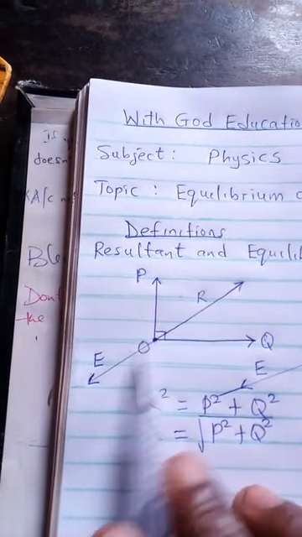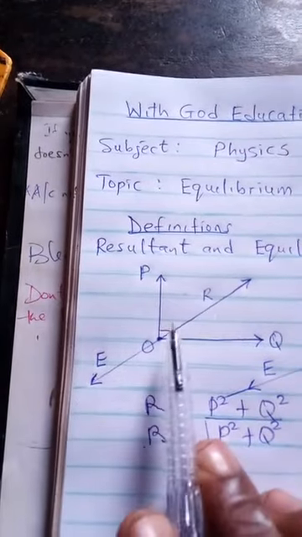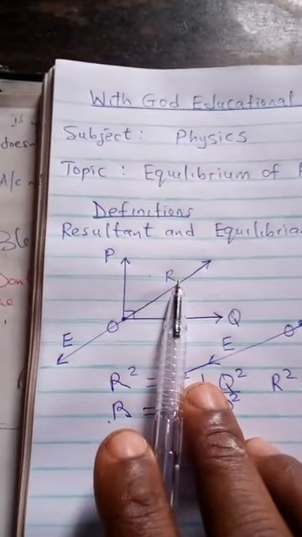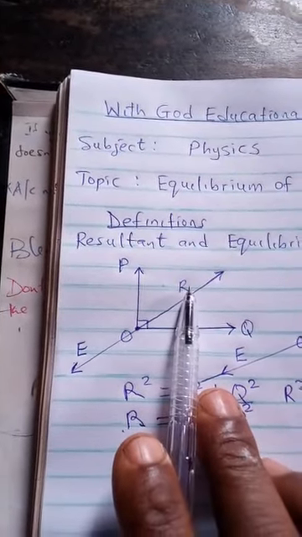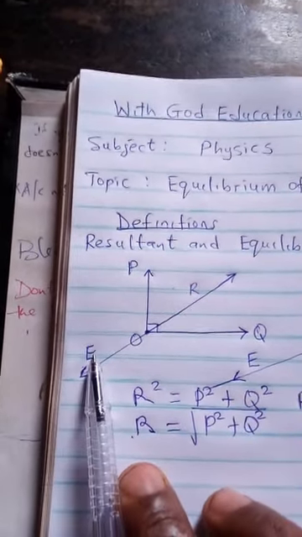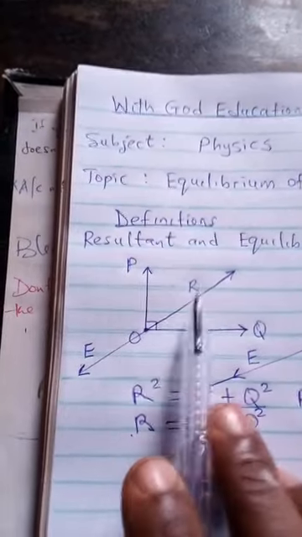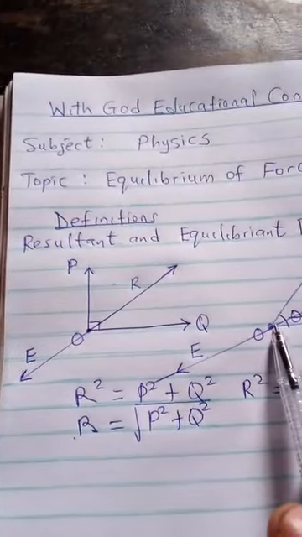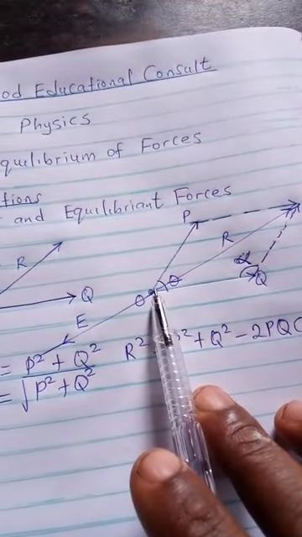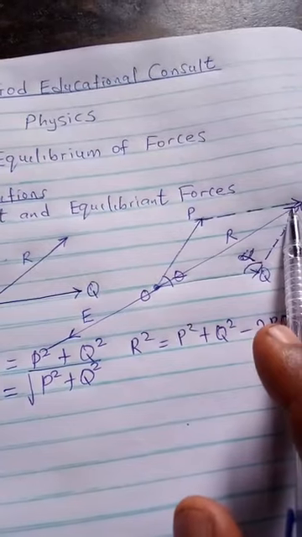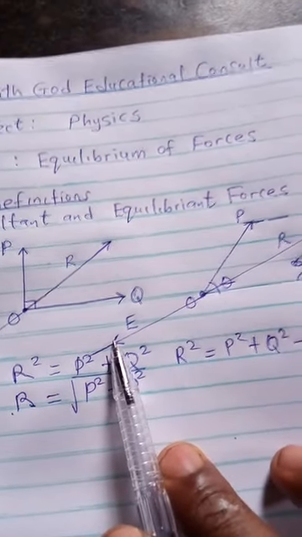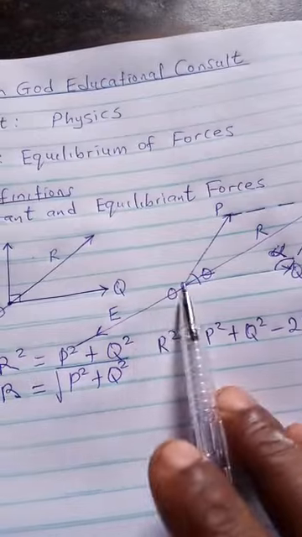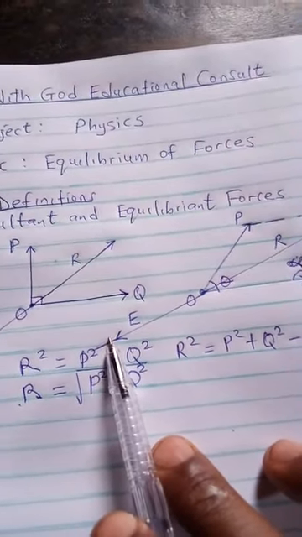So how do we get the magnitude of this equilibriant force? It is equal in magnitude to the resultant force. The only difference is that they are opposite in direction. So the resultant force has the same magnitude as the equilibriant force, but they are opposite in direction. For example, if the resultant force goes in the northeast direction, then the equilibriant force goes in the southwest direction. I hope I've made my point clear.